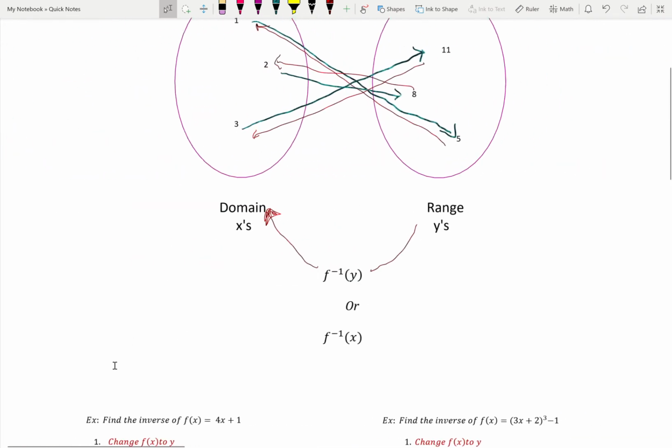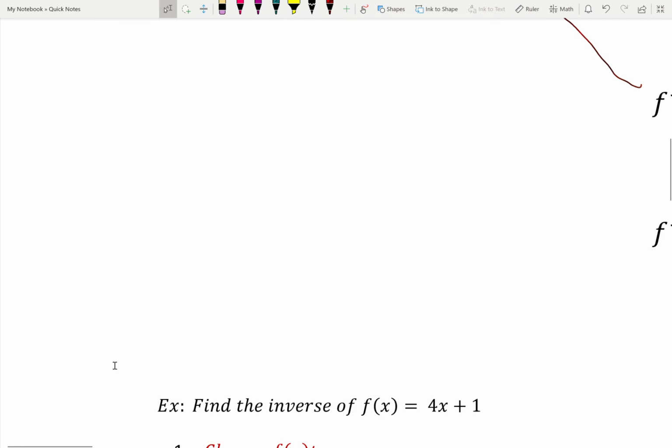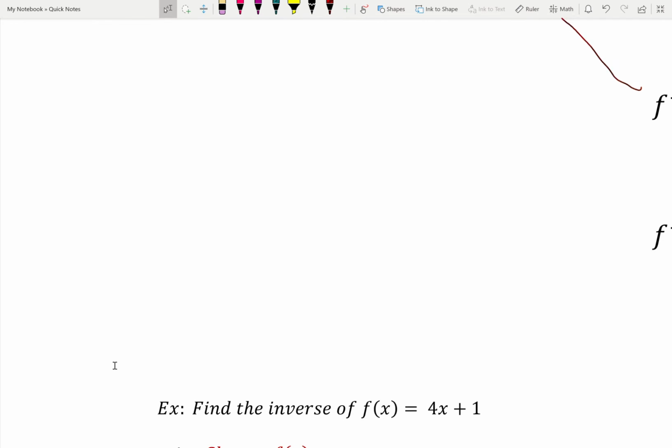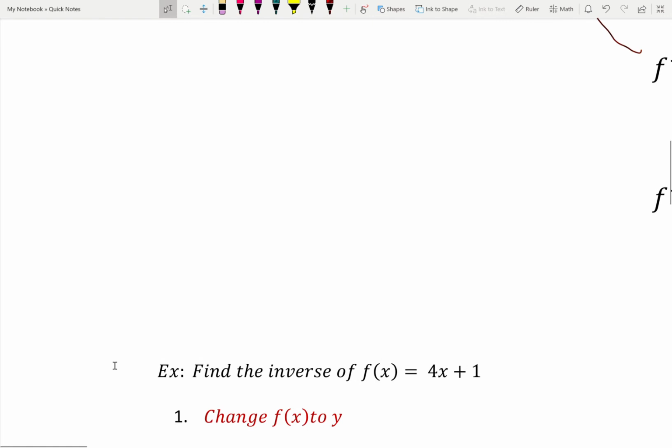Okay, so how do we go about finding inverses? We know the concept behind them. So given a problem like this, find the inverse of f of x equals 4x plus 1. How do we go ahead and find the inverse? Well, I broke it down to 4 steps, all right? The first step is this. Let's change f of x into y.